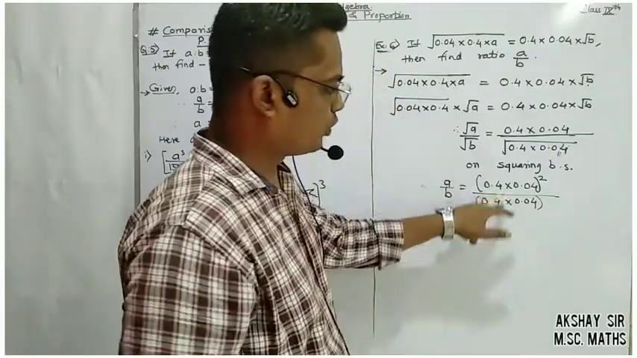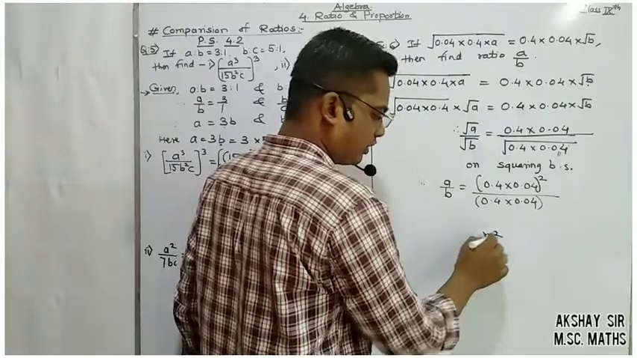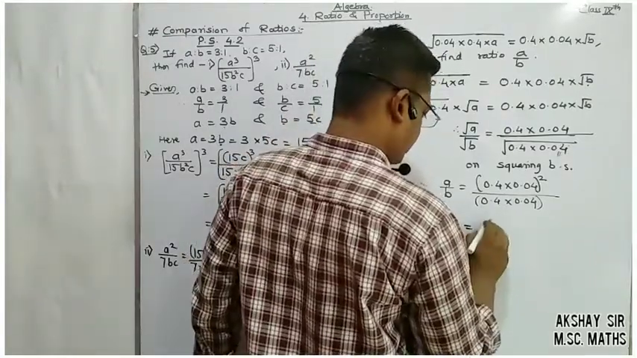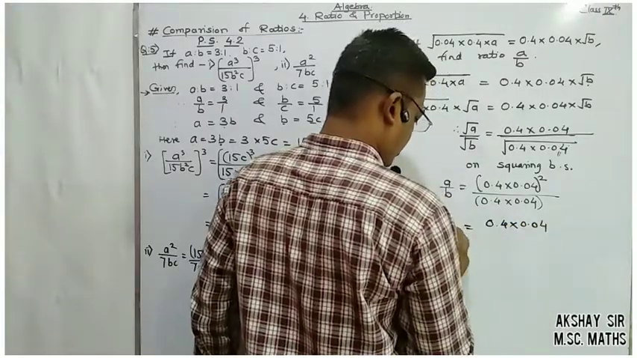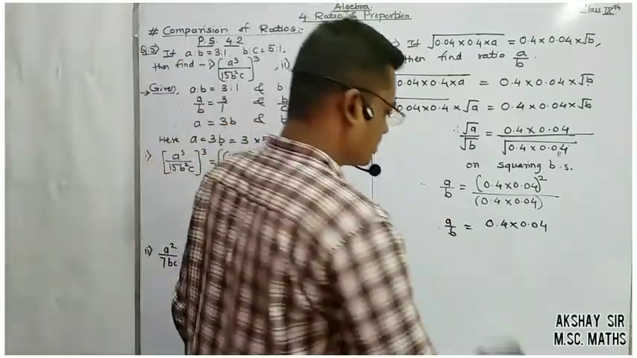If you look, both are the same terms, just like x square upon x. So what will we get? We get only x. That means we'll get only the numerator. So let us write the numerator only, 0.4 into 0.04. So the value of a upon b is in this way. But we have to find the ratio, so the decimals have to be removed.